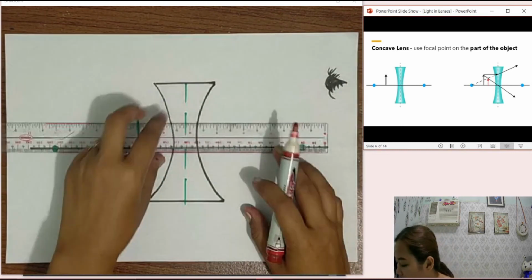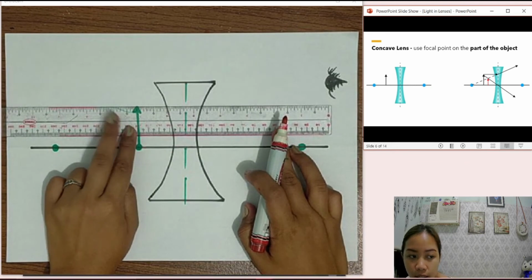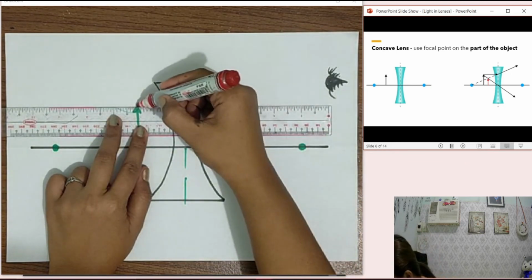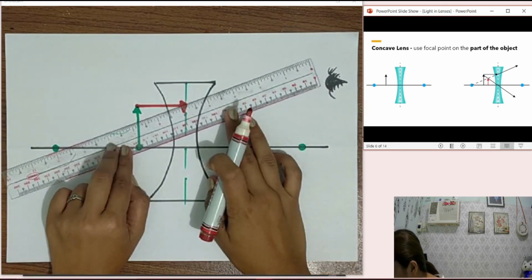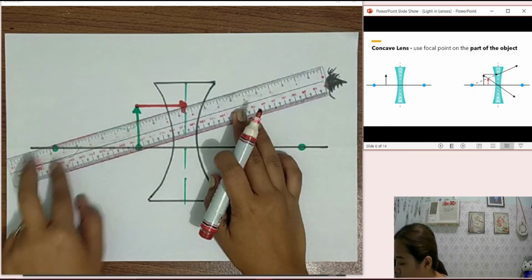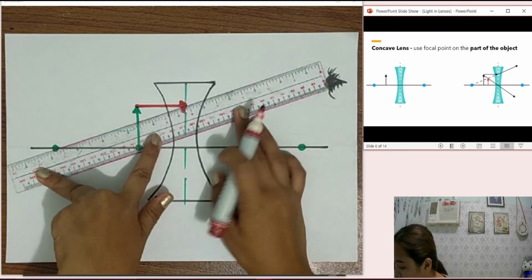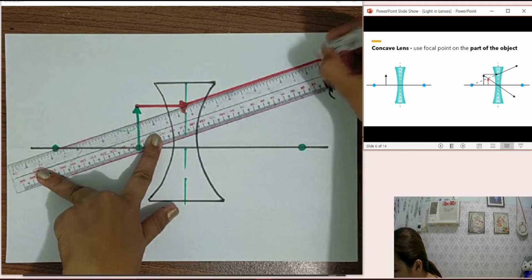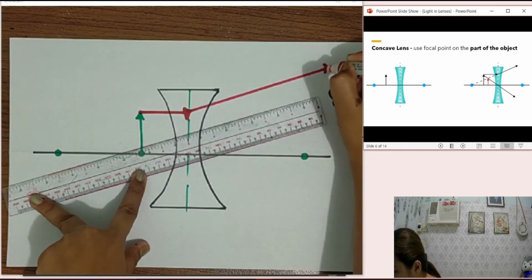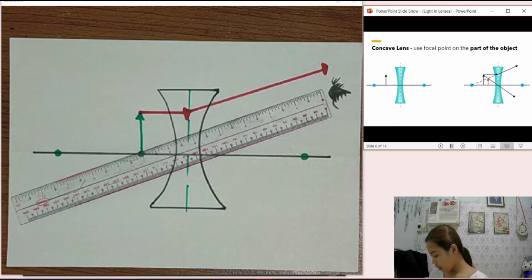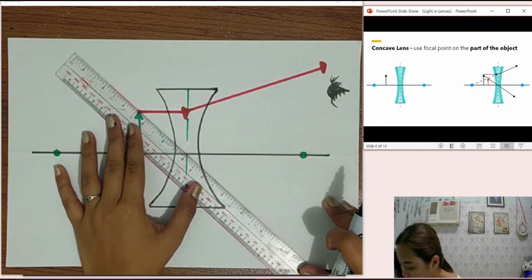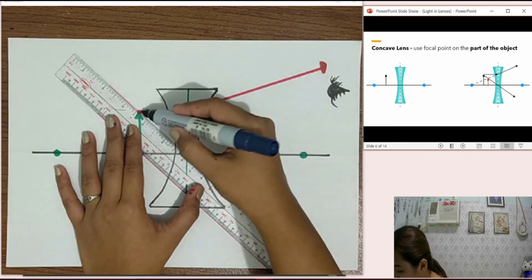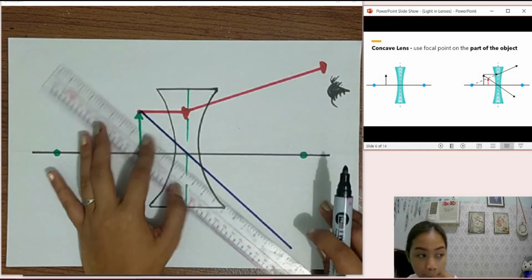Okay, straight and slant. So here it is, straight and slant. So from the object, the ray goes straight, then it goes aligned to the focal point. Okay, the light ray passes through, aligned to the focal point. And then there you have it. And then next, let us have here our second light ray. It's a slant going through the center of the lens. So, it's a super slant.